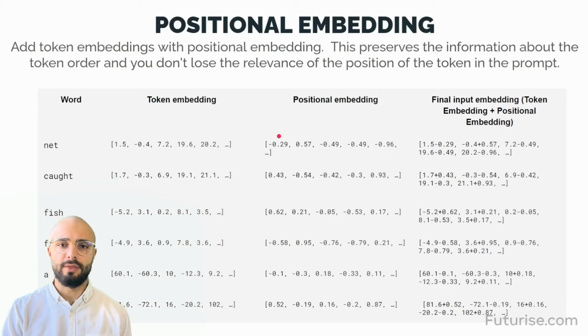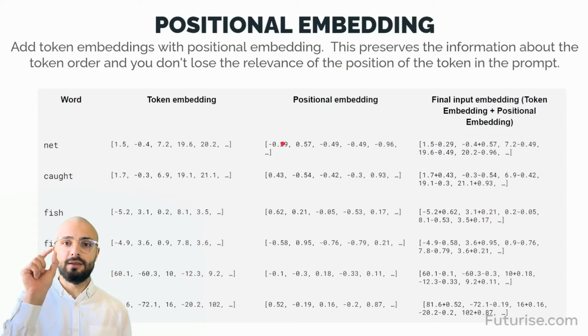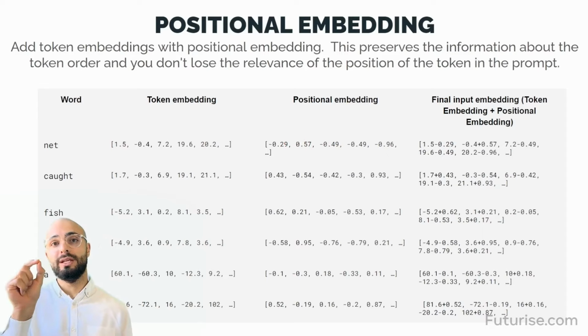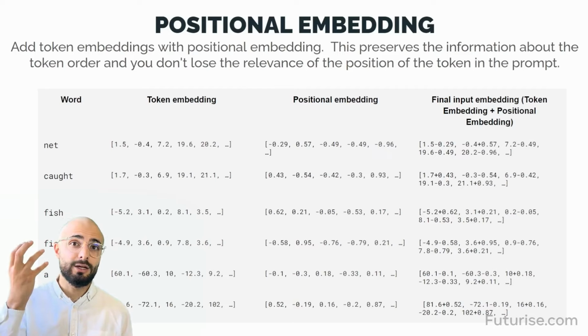And this is what it looks like. So positional embeddings, there's a vector for every single token. And this is calculated with some fancy calculations using sine and cosine. And what this basically represents is the position of each word in a prompt relative to all the other words. So this way it's able to understand context.